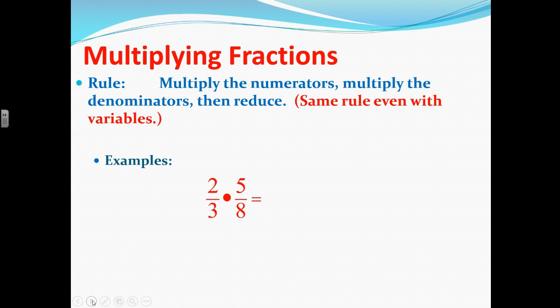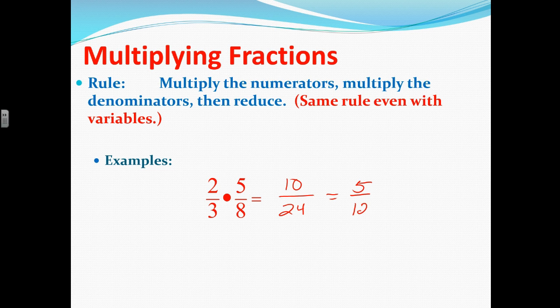So here's a good example. You've got 2/3 times 5/8, and this is not really a pre-algebra level example. This is just a little review. What you've done in the past is you have 5/8 of 2/3. The answer is going to get smaller. Okay, so 2 times 5 is 10. 3 times 8 is 24. And you have the opportunity to reduce here by a factor of 2. Multiply the tops, multiply the bottoms, and then reduce to make it 5/12.